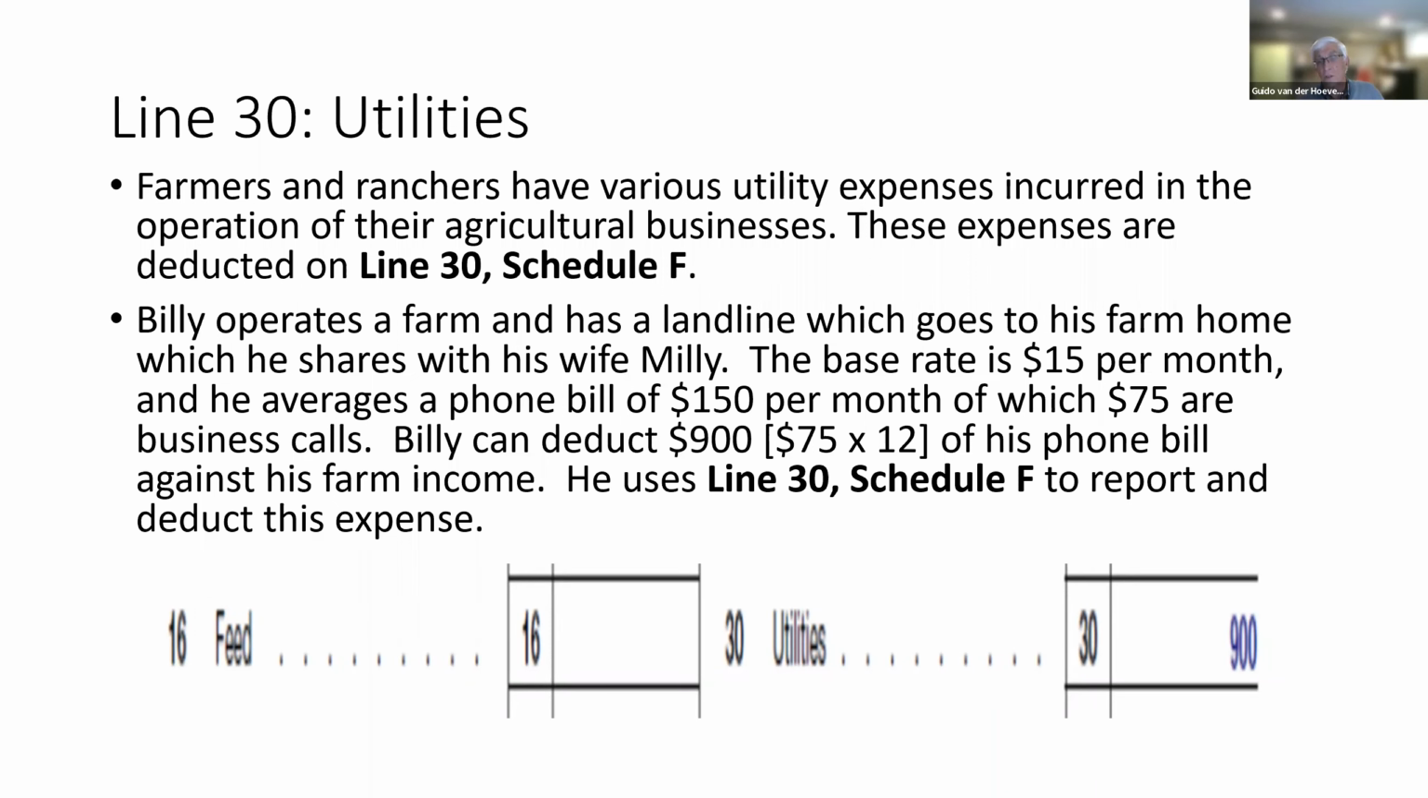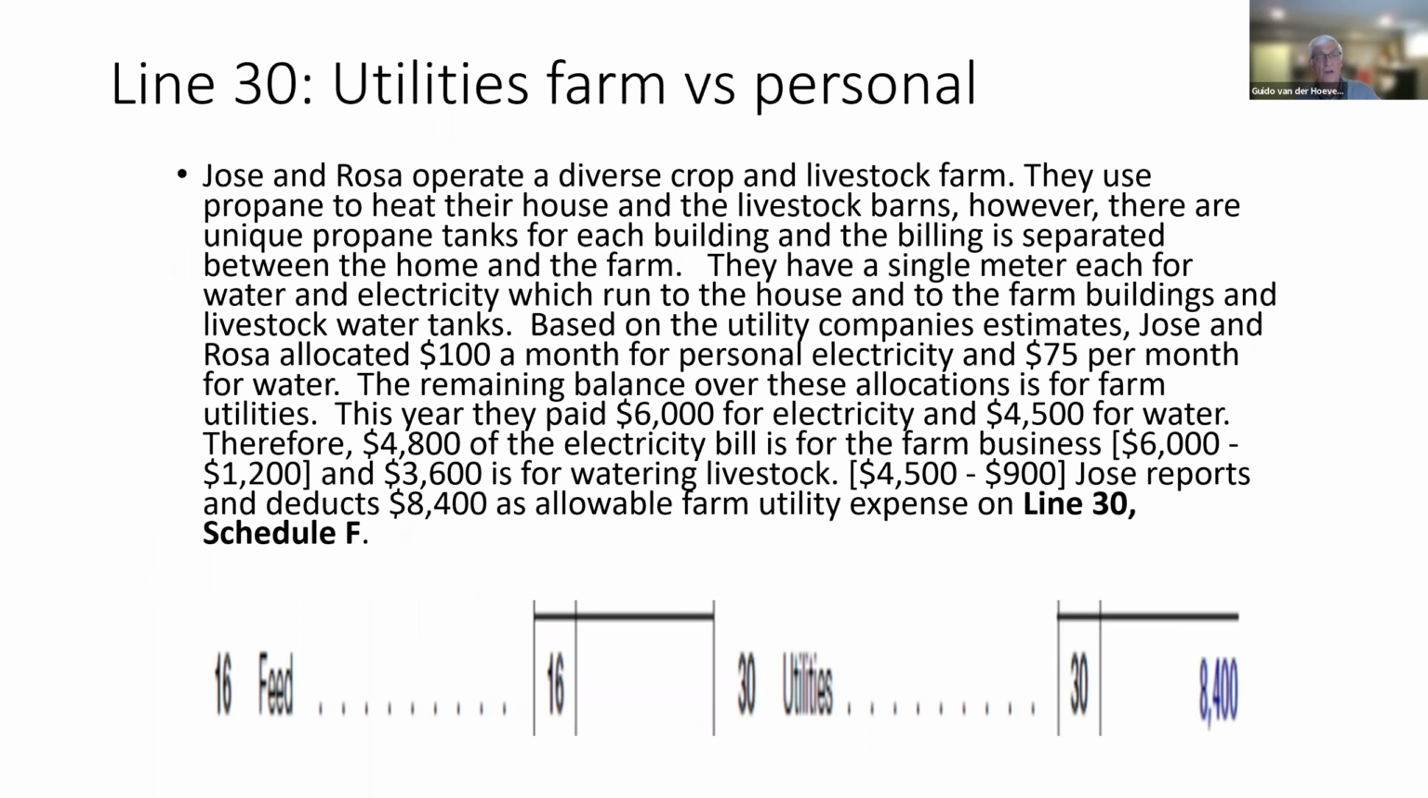So in this example, there's going to be his $900 on line 30. Now, if we've got split things, and we had that earlier illustration looking at the phone, but now you've got electricity or water, here's how this comes in. They estimate that they spend $100 a month for personal electricity, $75 a month for water that goes to the house, but the remaining balance over these allocations is going to be for farm utilities paid for farming, and that's going to be deductible.